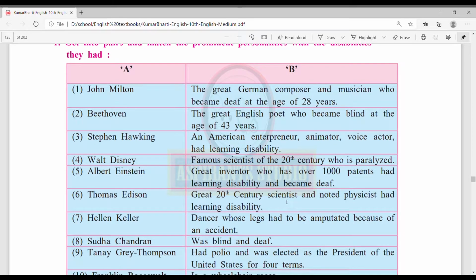Their disabilities are: the great German composer and musician who became deaf at the age of 28 years, the great English poet who became blind at the age of 43 years, an American entrepreneur, animator, voice actor had learning disability, famous scientist of the 20th century who is paralyzed, great inventor who has over 1,000 patents had learning disability and became deaf.